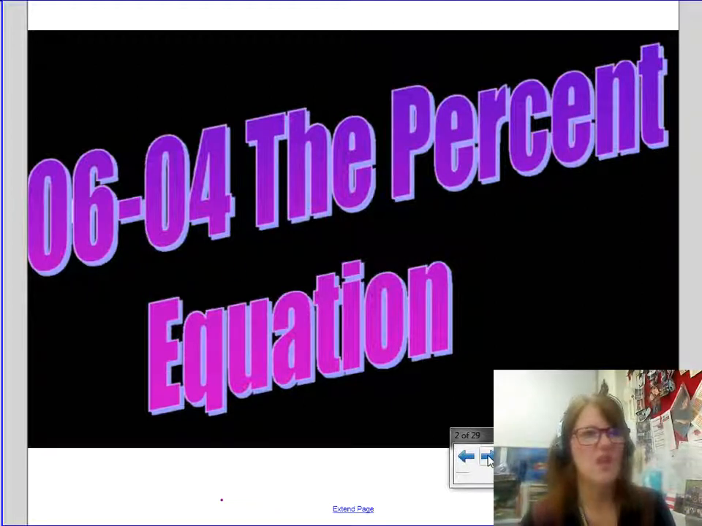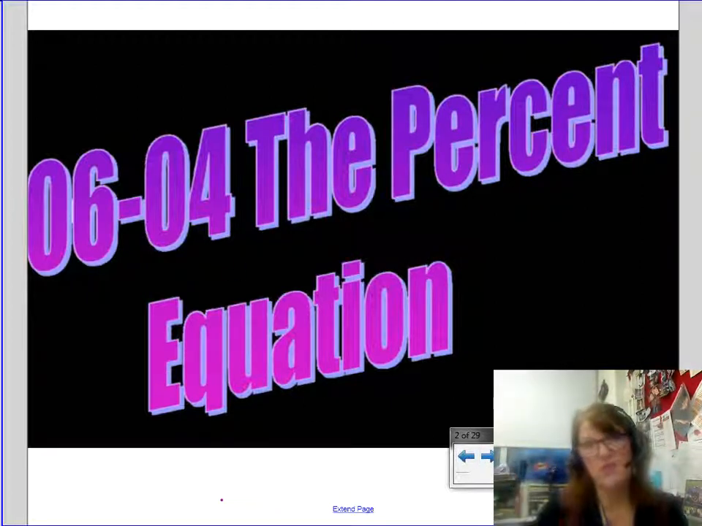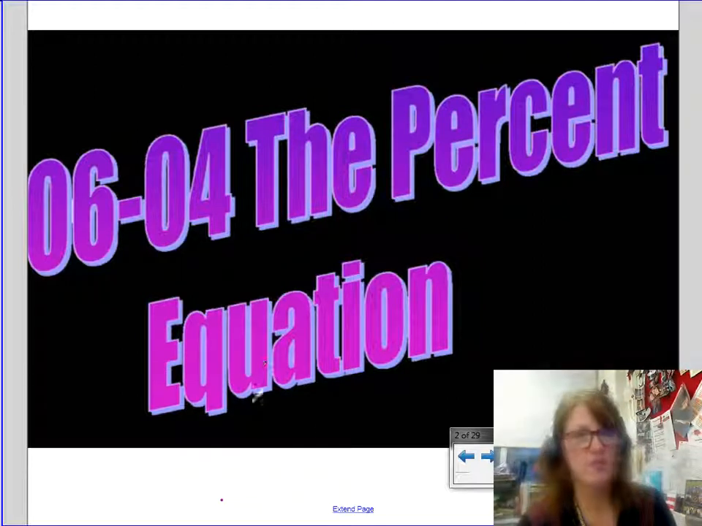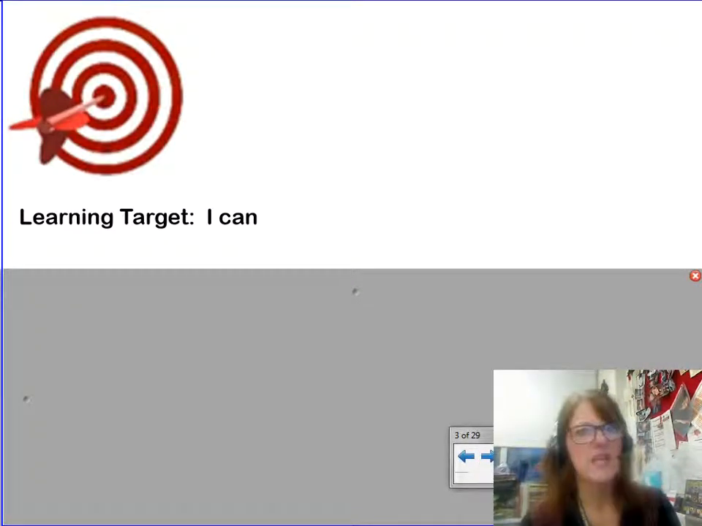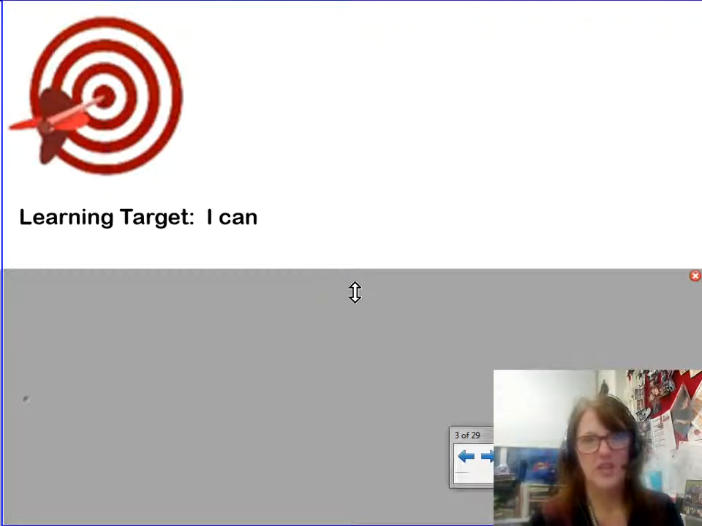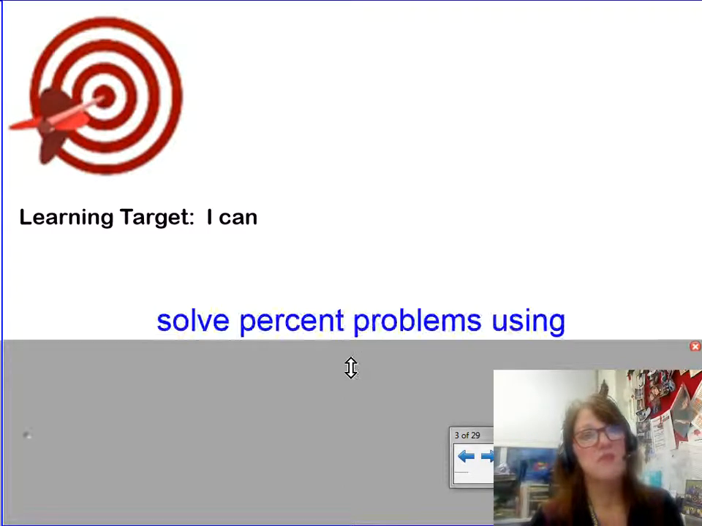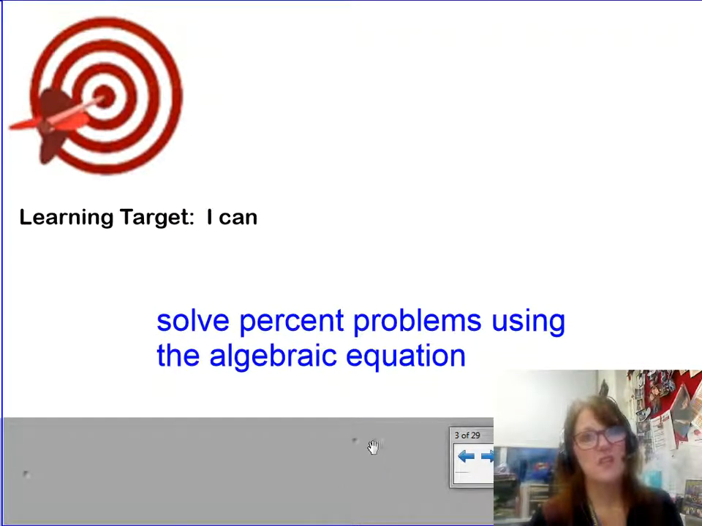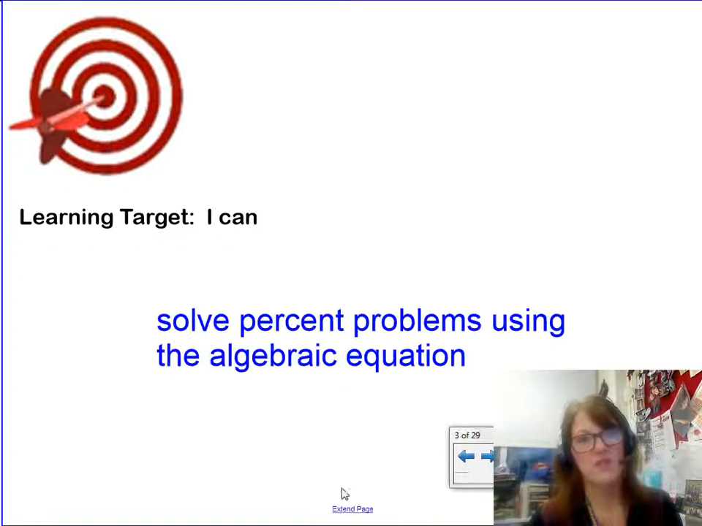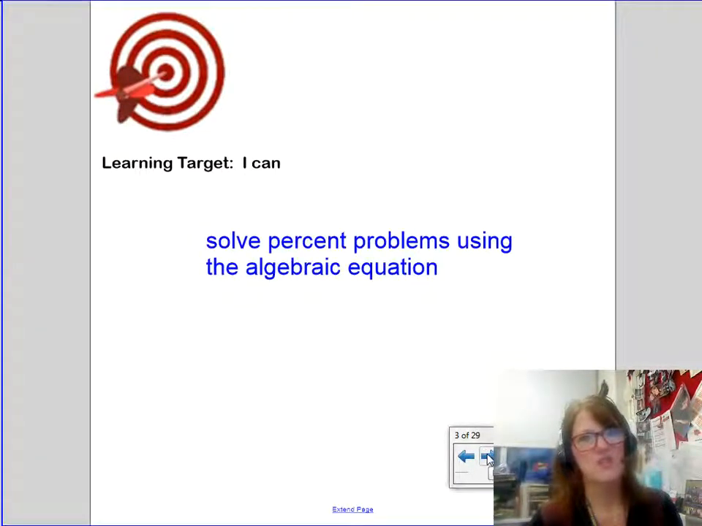All right, so I want to basically give you another tool to put in your algebraic tool belt so that you can walk around with your swagger and solve percent problems. Our learning target today then is: I can solve percent problems, but specifically using this algebraic equation. That's what really our goal is for today, using the percent equation.